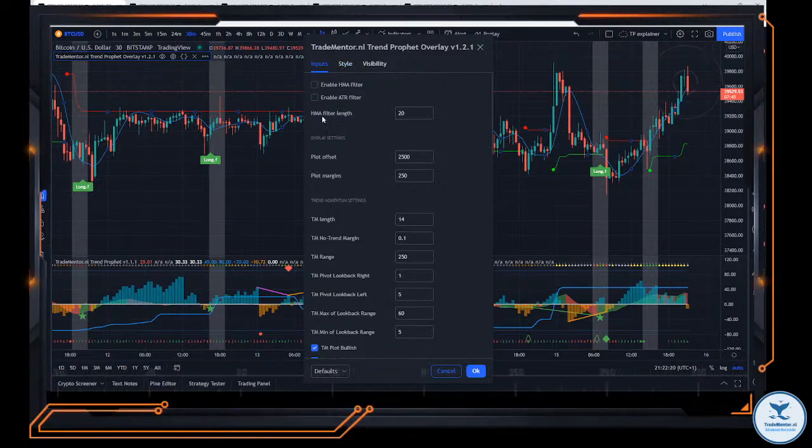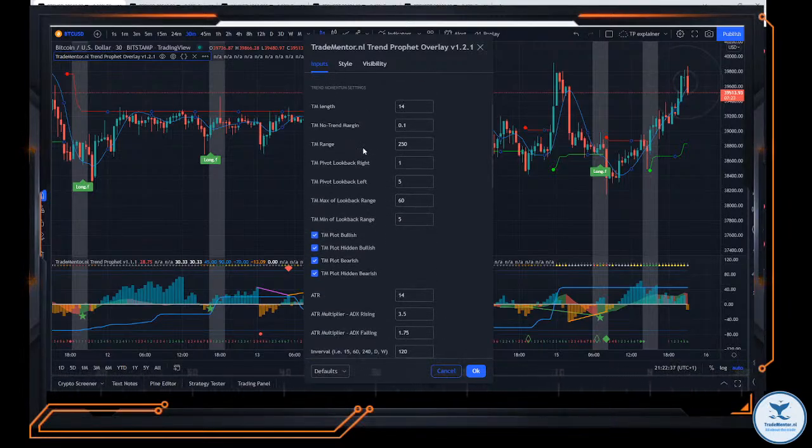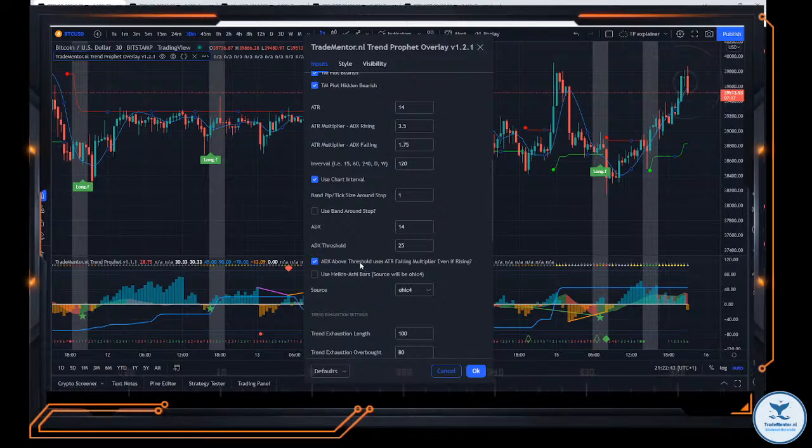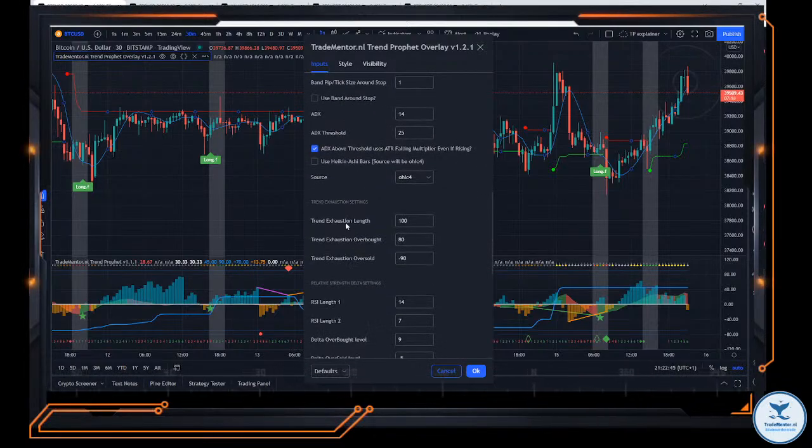Small differences. There are two filters added. A simple Hull moving average filter, that's this blue line, and an ATR filter. Those I just added to be able to filter out flags. Same trend momentum settings. ATR settings are added, obviously. The same trend exhaustion settings. Just bring this to settings I like more for this time frame.